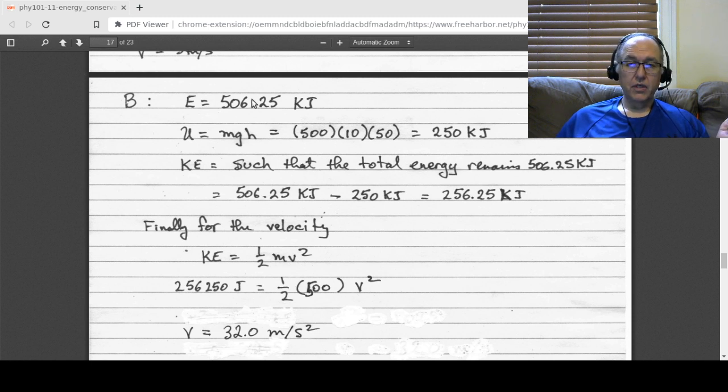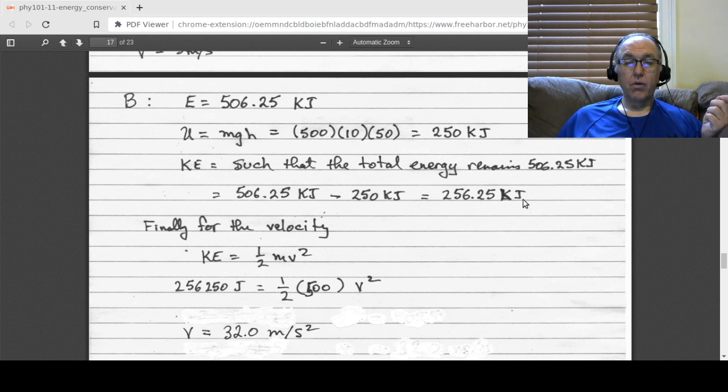So you have the total energy. I didn't give you enough to get the kinetic, but I gave you enough to get the potential. You know that the kinetic plus the potential must equal the total. So you've got the total, subtract the potential from it, and that tells you what the kinetic must be. Okay, in this case, the kinetic energy is 256.25 kilojoules.